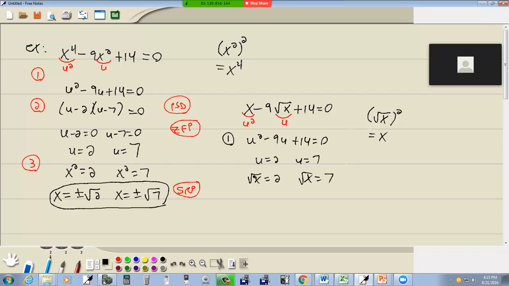So in this case, it's a radical equation. So I'd square both sides, and we'd end up with x is equal to 4. And here I'd square both sides. And we get x is equal to 49. We would have to check them, because again, when you raise both sides to a power, you get the correct answer, but sometimes you get false answers.